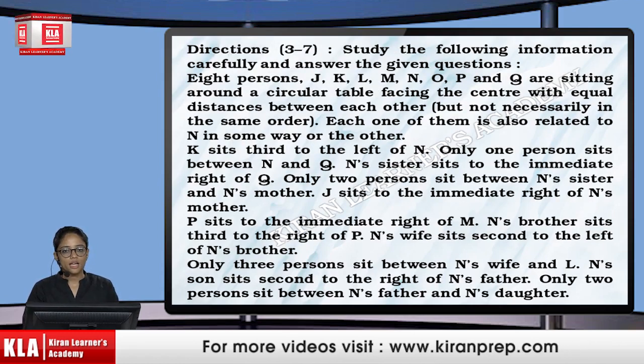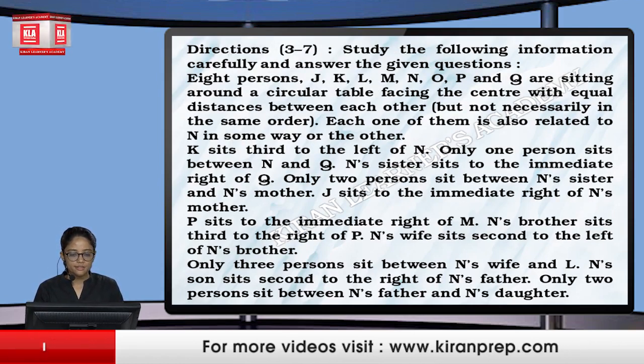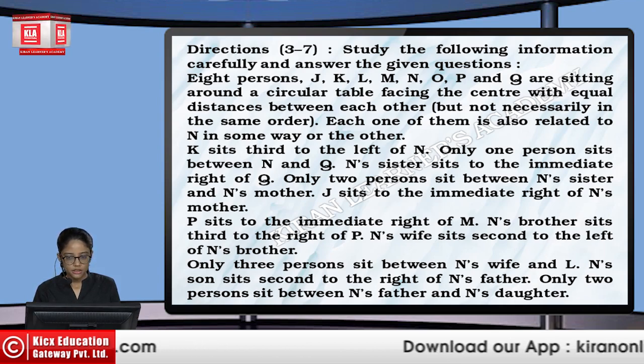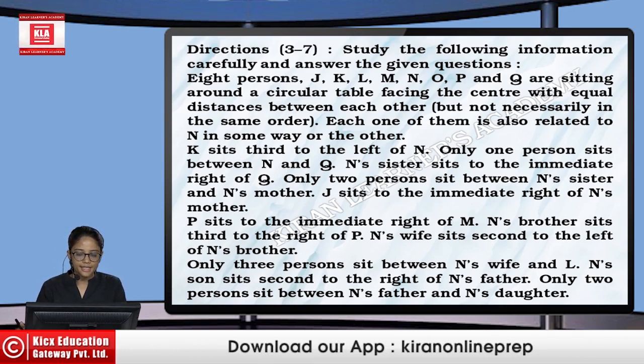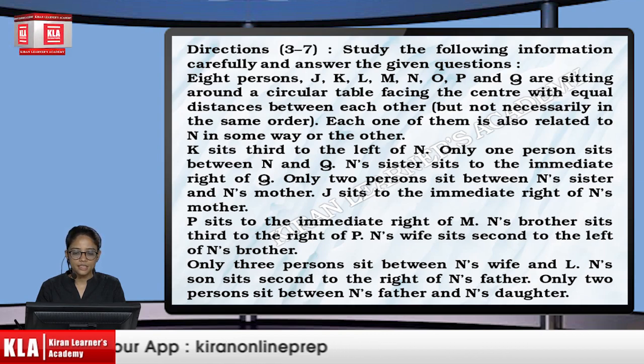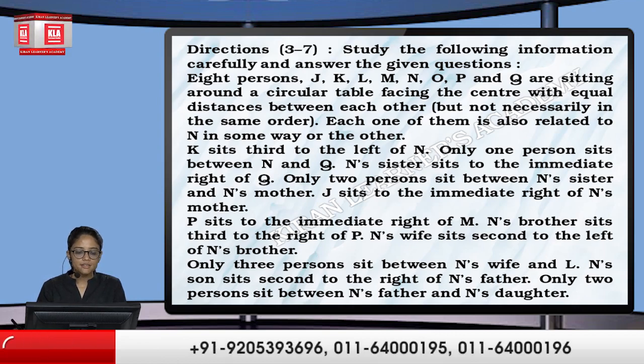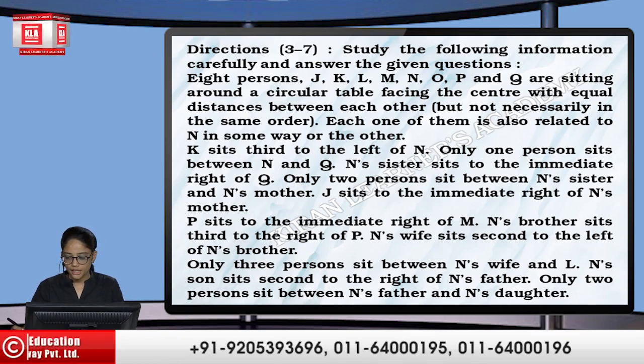This is the question we have, combined with the sitting arrangement. So let's see the diagram and then do it. Eight persons J, K, L, M, N, O, P, Q are sitting around a circular table facing the center with equal distances between each other. Each of them is also related to N in some way or the other. K sits third to the left of N.